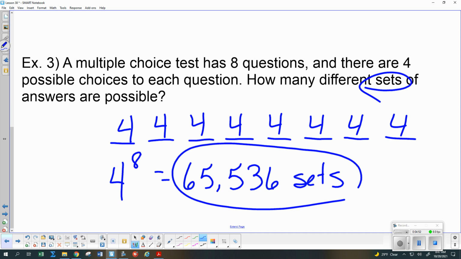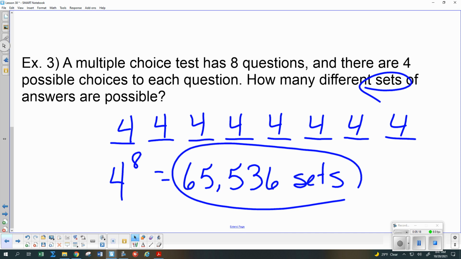1 chance out of more than 65,000 to get 100%. And you can only miss 1 and still get an A. So you'd have 8 other choices for which one you missed. So that gives you a total of 9 out of more than 65,000 chances to get an A. So moral of the story is study for your test.